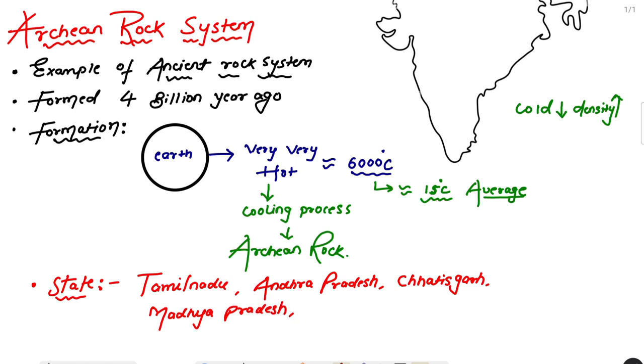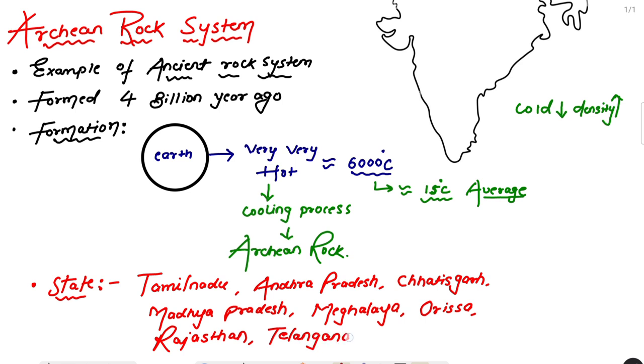Next we talk about Madhya Pradesh, Meghalaya, where so many big mountains are there. Meghalaya is there, Orissa is there, Rajasthan, and maybe some amount in Telangana, right? So these are the states where the Archean rock system formed.